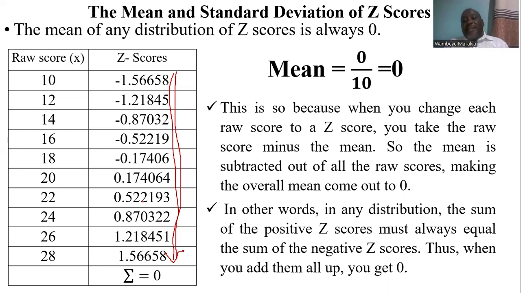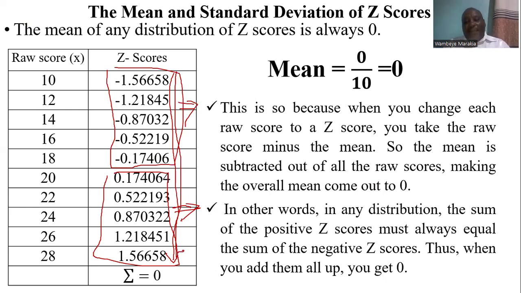In other words, in any distribution, the sum of the positive z-scores must always be equal to the sum of the negative z-scores. And you have seen these are the negative z-scores, and these are the positive z-scores. So when you add the negative ones and you add the positive ones, the sum of the negative ones always equals the sum of the positive ones. That's very important for us to note as we move on in this lecture.